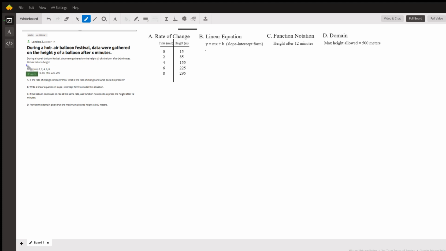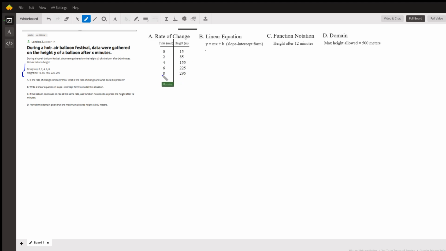During a hot air balloon festival, data were gathered on the height of a balloon after X minutes. And then we have some data, which I've organized into this table. What's important to get right here is on your x-axis, your x values, which is your time. We have 0 minutes, 2 minutes, 4 minutes, 6 minutes, 8 minutes, and the corresponding height. So at time 0, right when the clock is about to start, the balloon is 15 meters above the ground. After 2 minutes, it's 85 meters, and so on and so forth.